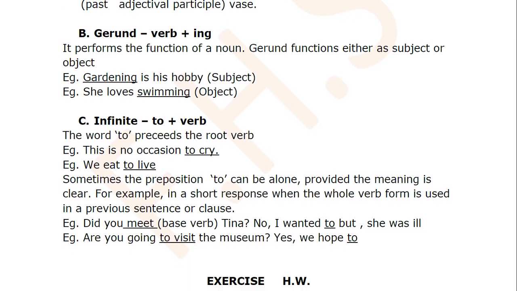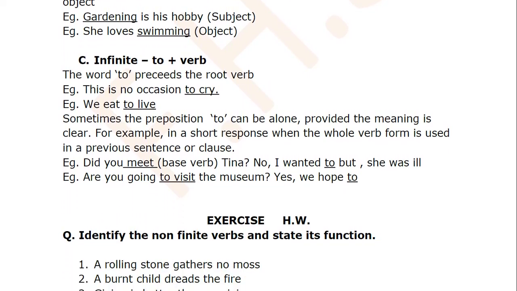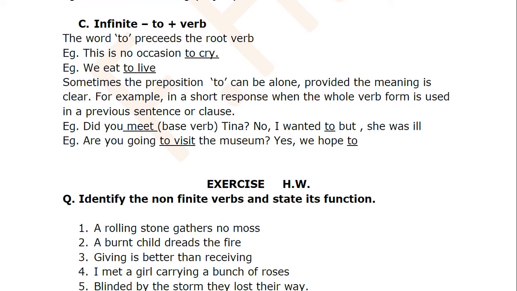The last one, infinitive, is absolutely easy. You don't have to remember anything. It's just to plus the verb. You have to plus your base verb. So when you see to dance, to sing, to whatever, a verb, you know it's an infinitive. Or it's an infinite verb. The word to precedes the root verb. Example: This is no occasion to cry. See here, to cry. So you just underline and say infinite verb. Second, we eat to live. So again here, you just say infinite verb. This is easy, isn't it?